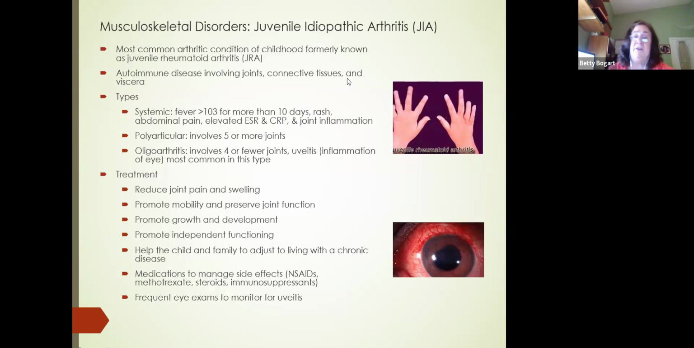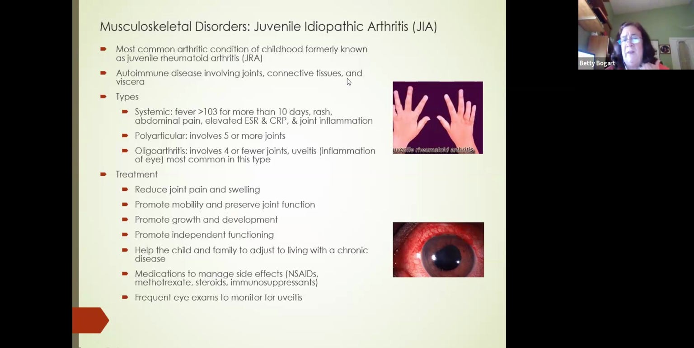Now, JIA, I've mentioned JRA, it is autoimmune, where the body attacks the joints, connective tissue, and the viscera. And there are three types of it. Systemic is when you have a rash and you see all this inflammation, and it's more than 10 days, very painful. Polyarticular is many places in the body hurt. Your fingers, your elbows, your wrists, your knees, toes, everywhere. And oligoarthritis is four or fewer joints.